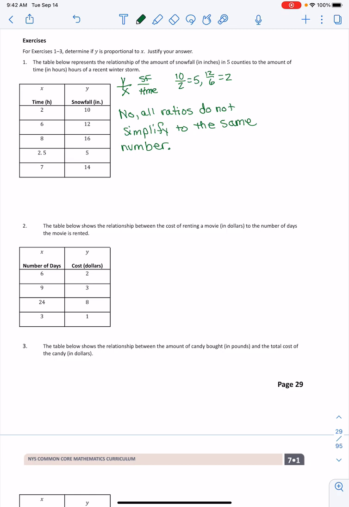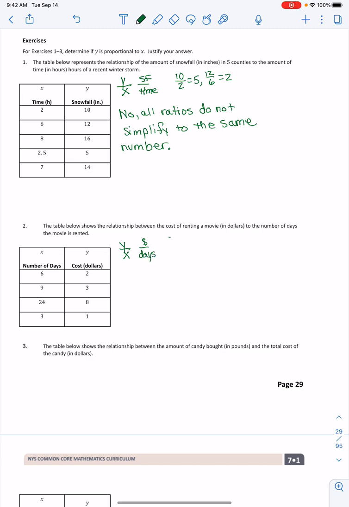The next exercise says the table below shows the relationship between the cost of renting a movie in dollars to the number of days the movie is rented. So again, we have y over x, and we have the cost over days.